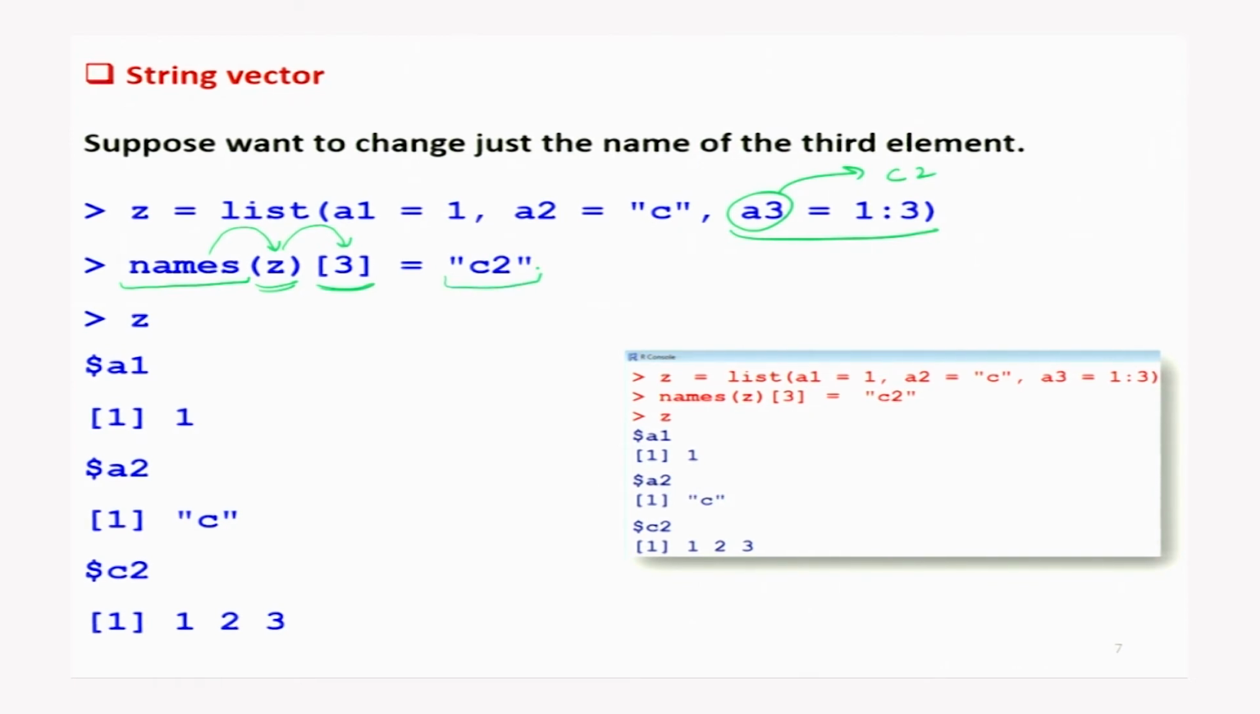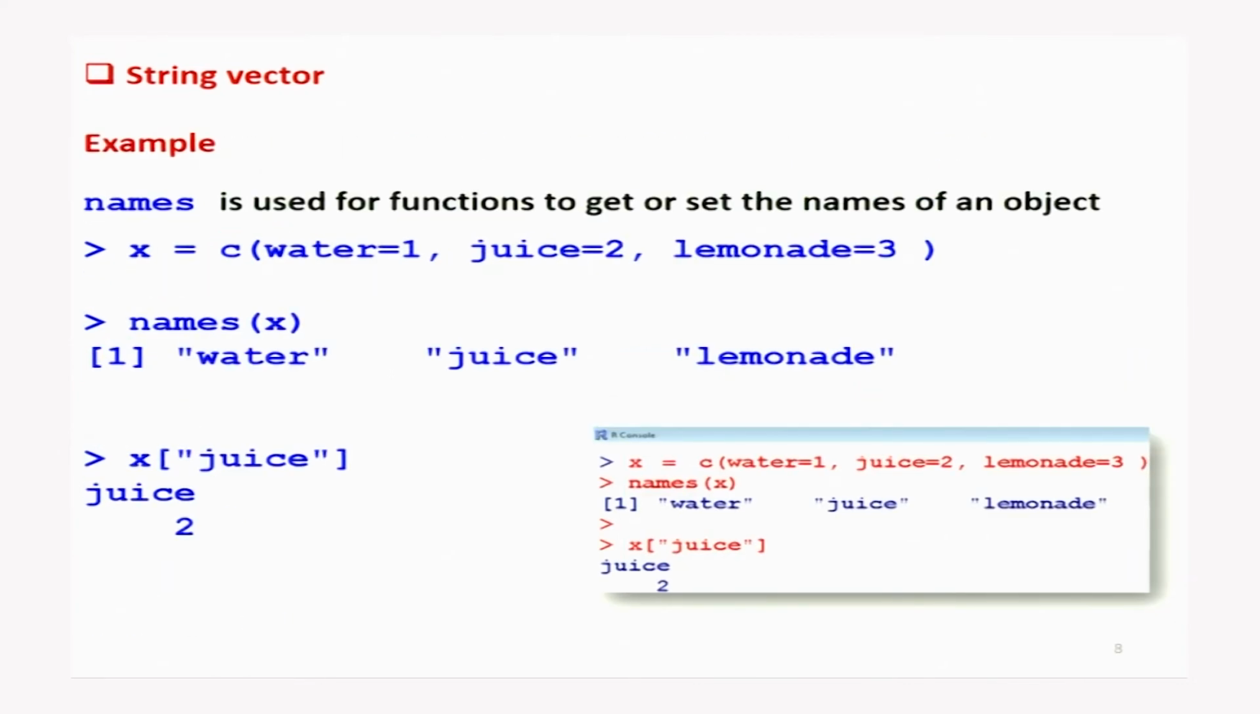You write this name within double quotes because it is a character, and now you see what happens. In Z, the first and second names remain the same, but the third name is changed to C2, right.